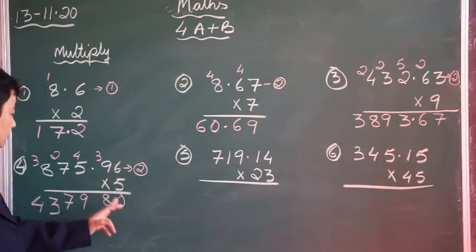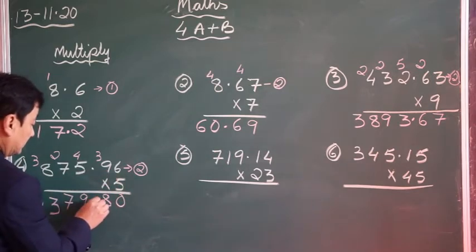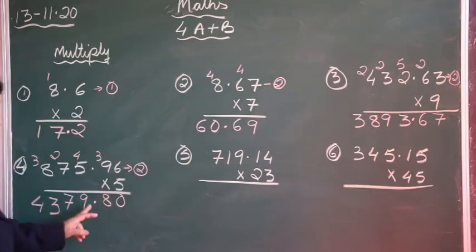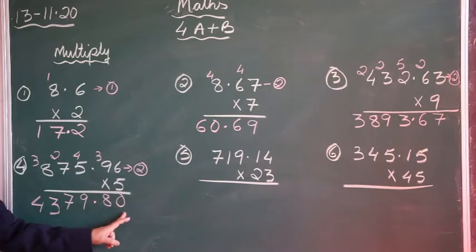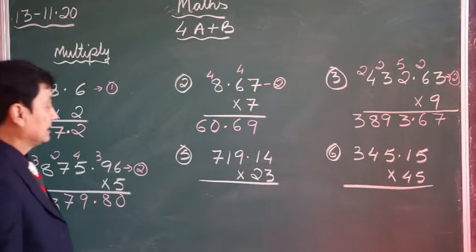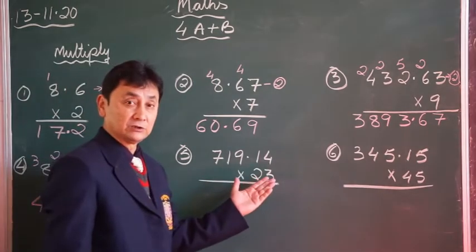1, 2 point. Remember, if you don't put this decimal point, your sum is wrong. This decimal point is necessary, because if you don't put the decimal point, you will get 4,37,980. But when we put the decimal point, that number becomes 4,379.80. Now let's do some numbers that have 2 multiplication.